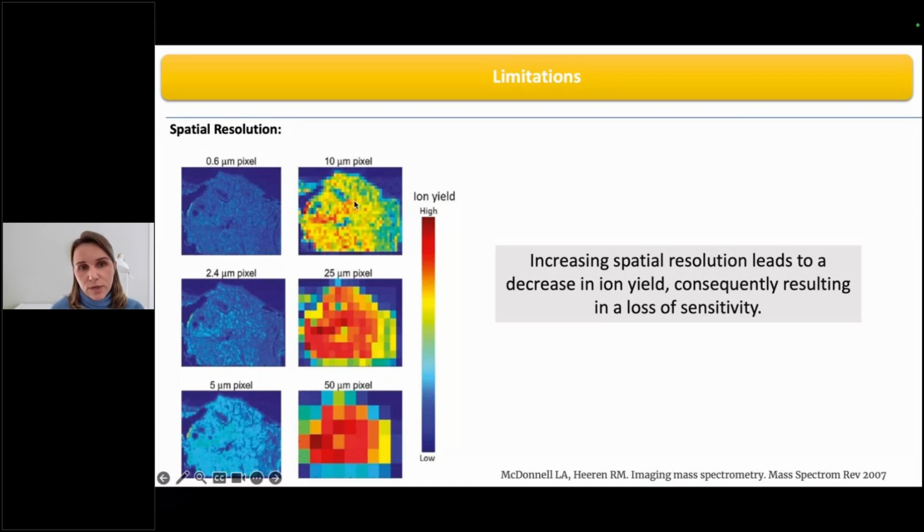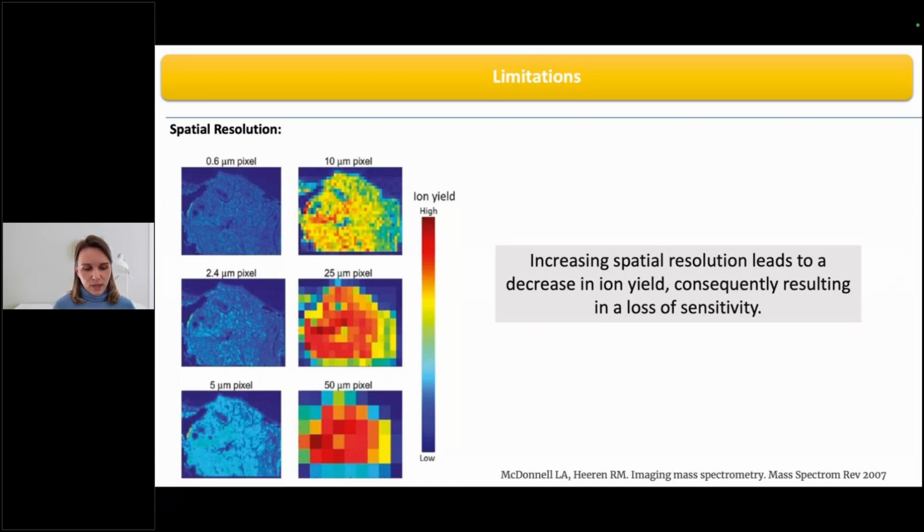But when we decrease the resolution, the ion yield decreases as well, which means that we have to put a compromise between increasing the spatial resolution and decreasing the ion yield. It's very good to have a clear image. For instance, on the 0.6 micron pixel, we have an amazing clear image, which we can pair with our microscopic data and more. But we can see that the ion yield is barely visible, which means that we really need to increase a little bit more the resolution in order to have a higher ion yield.